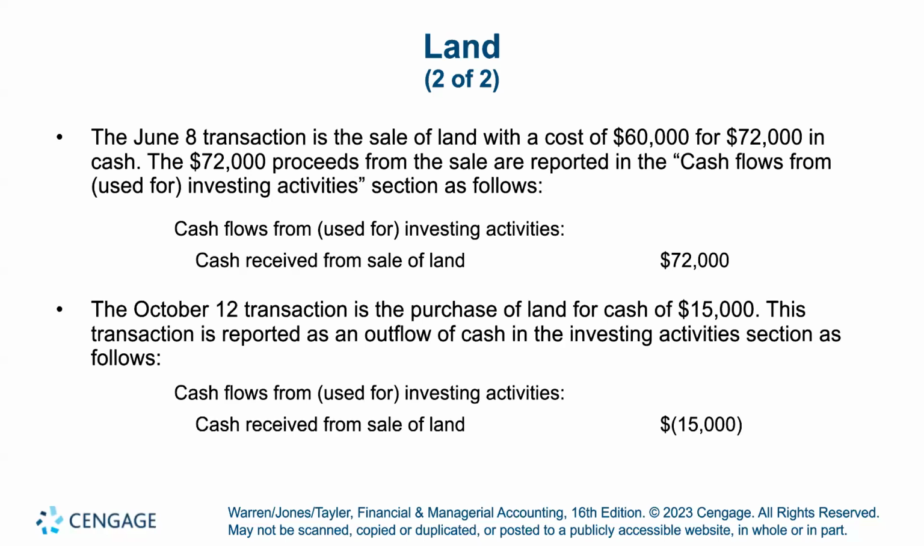So if we were just tracking the cash, we would break it down to this. Cash received from the sale of land was 72,000. And then cash used on the purchase of land, it says cash received and then shows it as a negative, which I guess a negative receipt is a payment, but it's the cash paid for the purchase of that land.